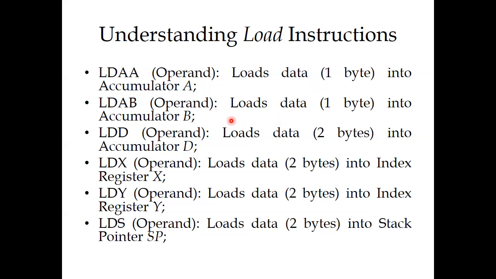And same is for the next one, loading the 1 byte data from memory to accumulator B. I did not write from memory everywhere because it's the same, it's always from memory to register, okay? Now the third one is from memory to accumulator D. Now recall that accumulator D is actually 2 byte. So when you are loading accumulator D, you'll be loading 2 bytes since the register itself is 2 byte. And same is for index register X, index register Y, and stack pointer S. All of these are actually 2 byte registers. So when you will be loading for these registers, the data will itself be 2 byte.